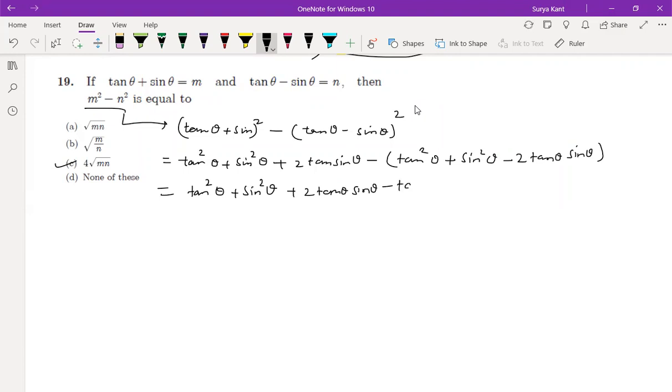Sir, I got the value as 4 root mn. Okay. Tan square theta minus sine square theta plus 2 tan theta sine theta. So here which all parts will get cancelled? Tan square, sine square. So we get 4 tan theta sine theta, right? Yes. Now how has 4 root mn come? So we have to multiply here.